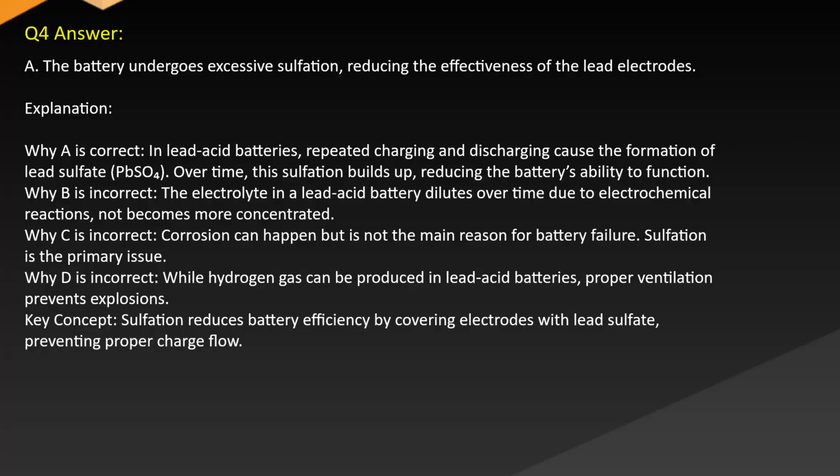Why D is incorrect. While hydrogen gas can be produced in lead-acid batteries, proper ventilation prevents explosions. Key concept: sulfation reduces battery efficiency by covering electrodes with lead sulfate, preventing proper charge flow.